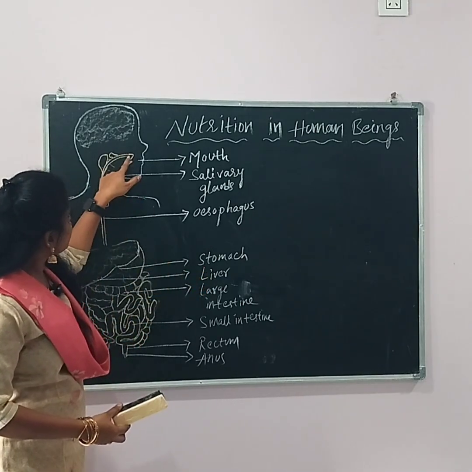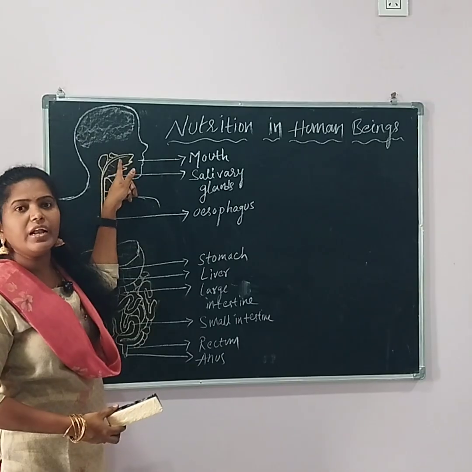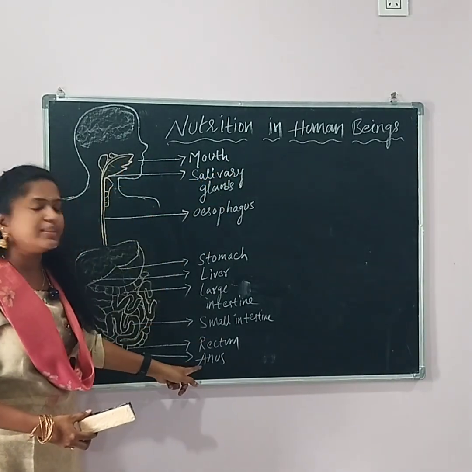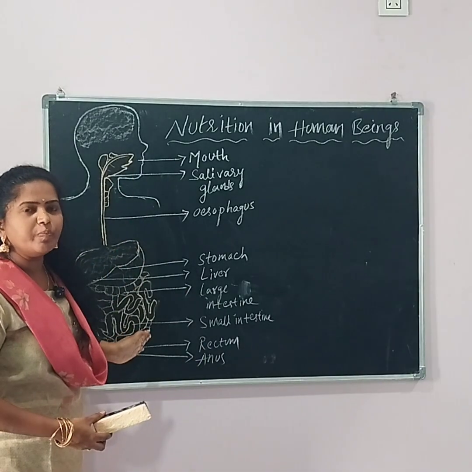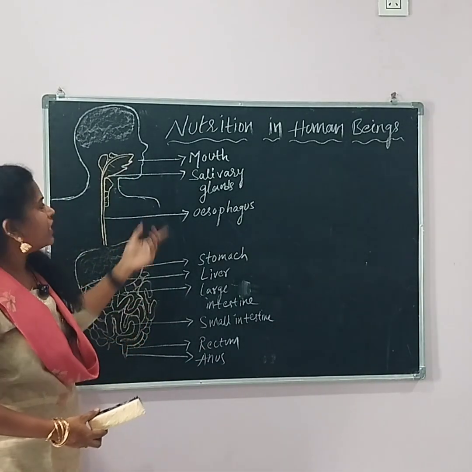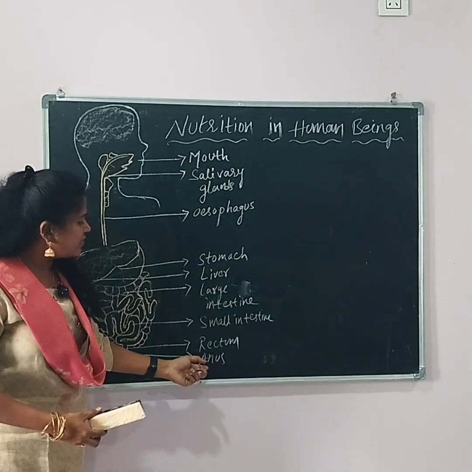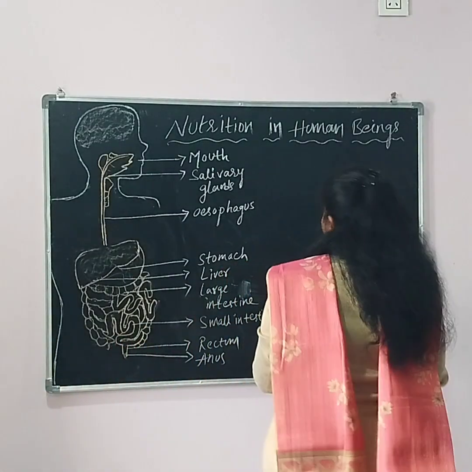And here this is nothing but the alimentary canal. The alimentary canal starts from the mouth and ends at the anus. It is a long tube. Alimentary canal is a long tube. It starts from the mouth and ends at the anus. And let us see one by one.